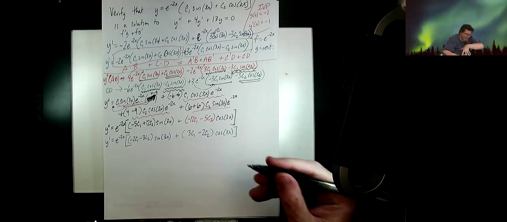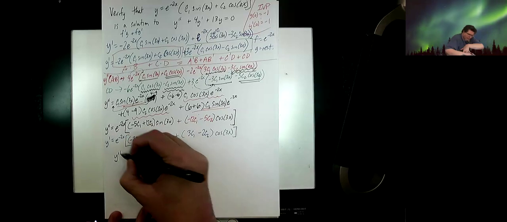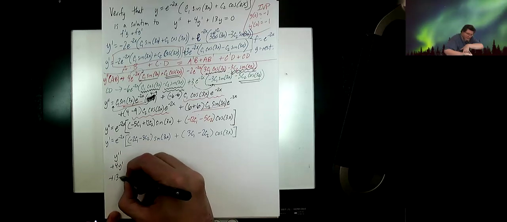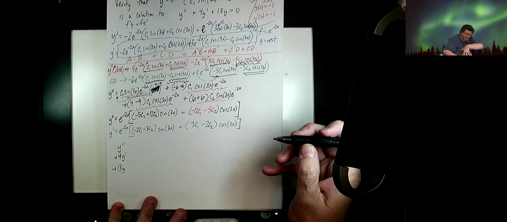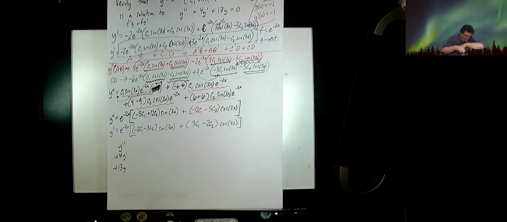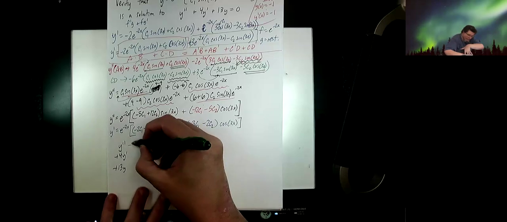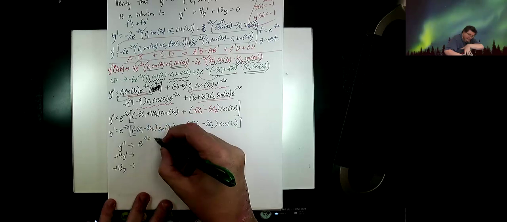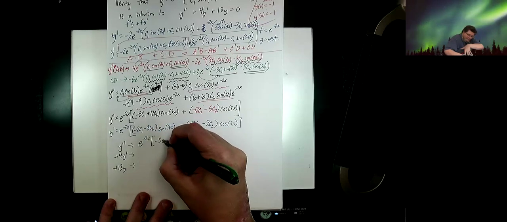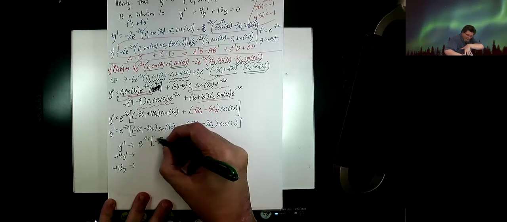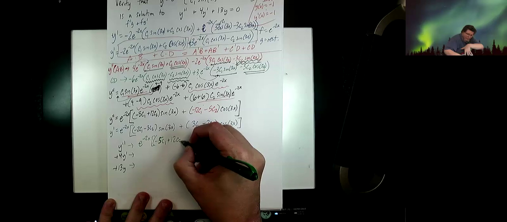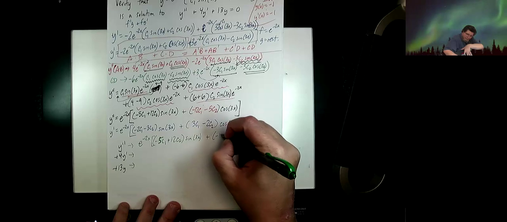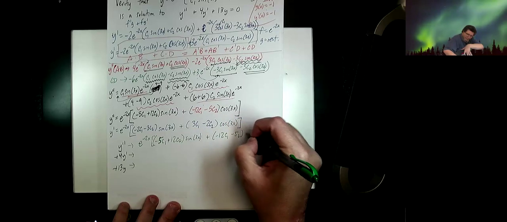All right, we're trying to do y double prime plus 4y prime plus 13y. Let's see how this stacks up if I put them in the same order here. I've got the e to the -2x, -5c1 plus 12c2 sine of 3x plus -12c1 minus 5c2 cosine 3x.